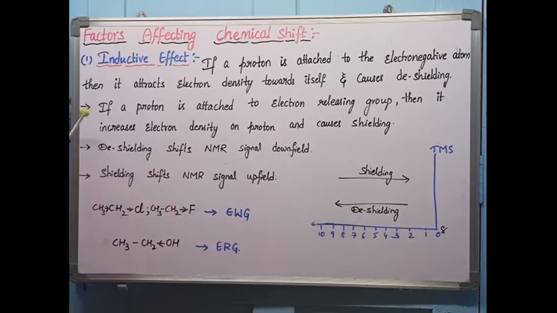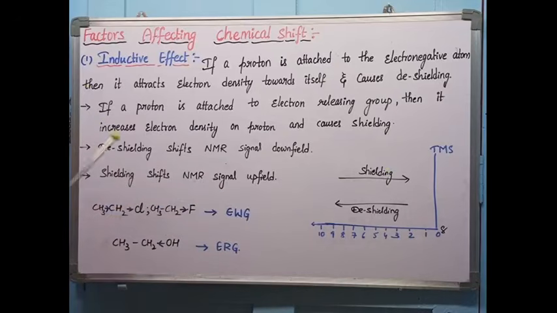Okay, so if a proton is attached to an electron releasing group, then electron density on the proton increases and it causes shielding. For example, you can observe this oxygen in OH group donates electrons towards the carbon. Then what happens? This carbon's electron density increases. That means the protons attached to the carbon have more electron density. So because of the increased electron density, this shields the proton nucleus. It causes shielding and shielding shifts the NMR signal upfield.